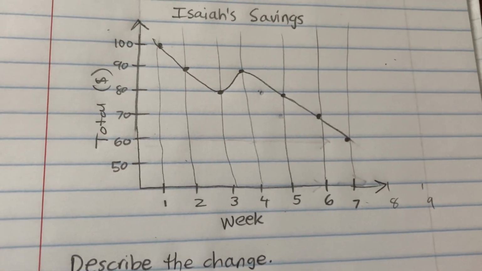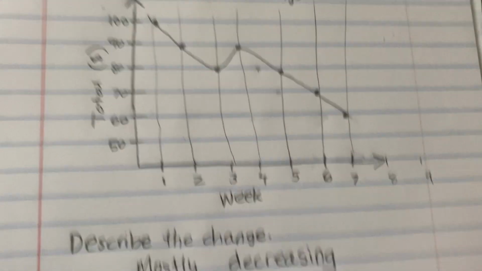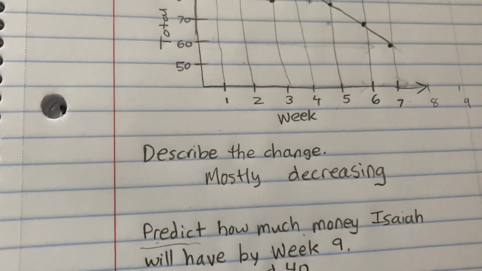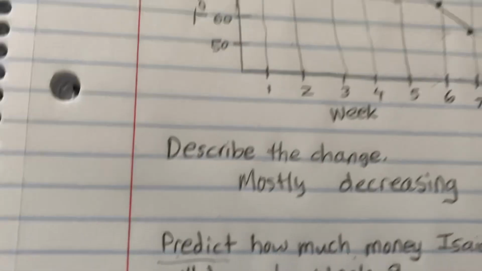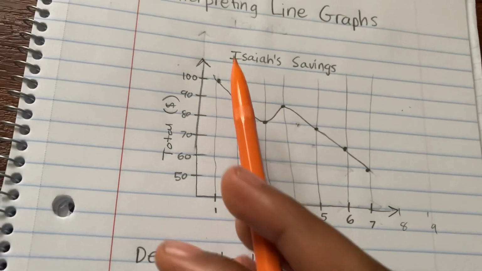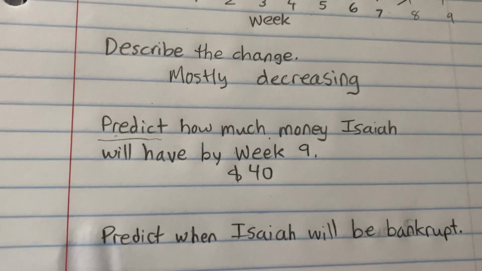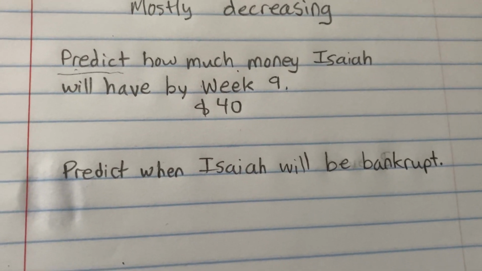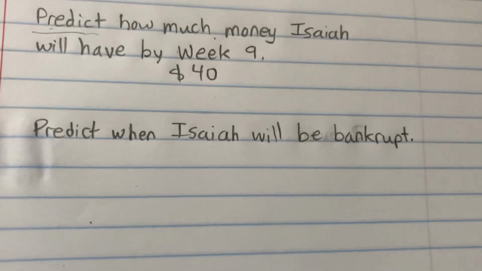Well, let's predict it. It's probably going to be less than 60 since it's decreasing. So it's probably going to have maybe 40. So if you put 30, you'd be correct. If you put 50, you'd be correct. If you put 40, you'd be correct. As long as it's less than 60. Because by week 9, since this graph is decreasing, he's going to have even less than 60 by week 9. So $40. It doesn't have to be exactly 40, but 40 is reasonable.